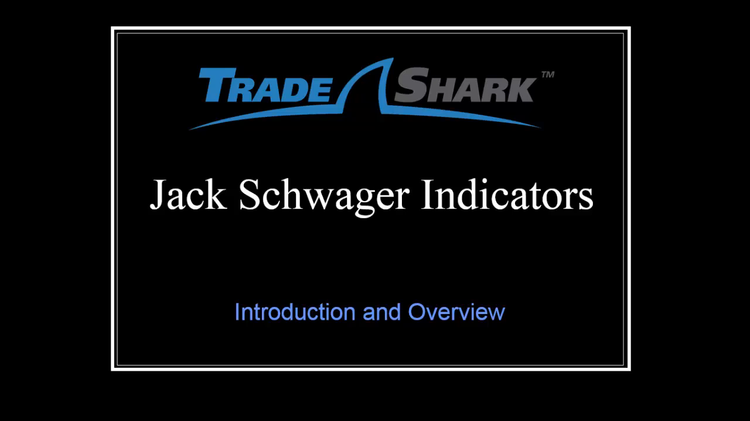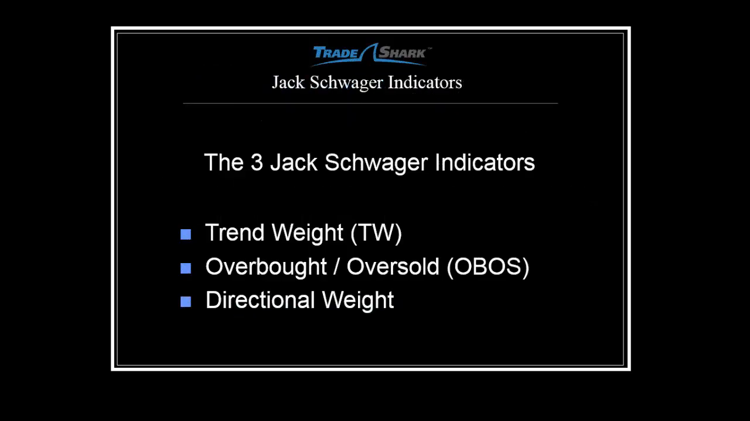Let's first begin by defining what the indicators are and what they are intended to show. As you can see, there are three Jack Schwager indicators. First, we have the trend weight. The trend weight is intended to capture major trends in the market, with the value of the indicator reflecting the strength of the trend. Second, the overbought oversold is an indicator which acts in a counter-trend fashion, becoming increasingly positive, that is overbought, as an uptrend progresses, and increasingly negative, oversold, as a downtrend progresses.